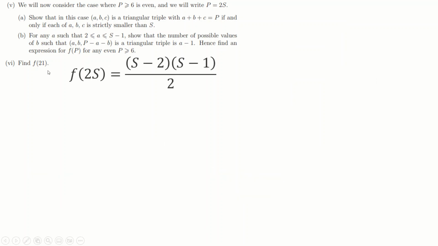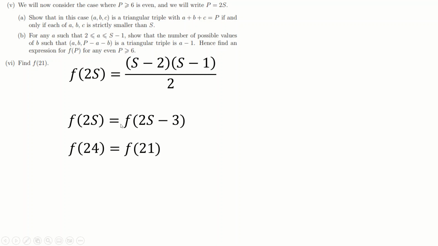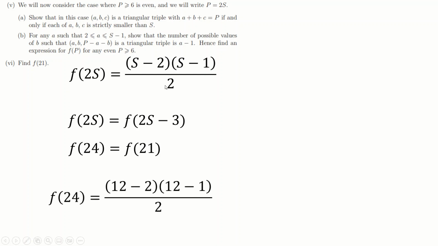So finding f of 21 then, it's the formula again. Now, from the previous part, we decided that f of 2k minus 3 is equal to f of 2k. So f of 2s minus 3 is equal to f of 2s, which means that f of 21 is the same as f of 24, if we just make s 12 in this case. So okay, instead of looking for 21, we'll look for 24. But of course this is a formula if we've got an even number of perimeter. So we can just use s is 12 in this formula, and we'll get the answer of 55. And that's the entire paper done. Thank you so much for watching, and I'll see you next time.